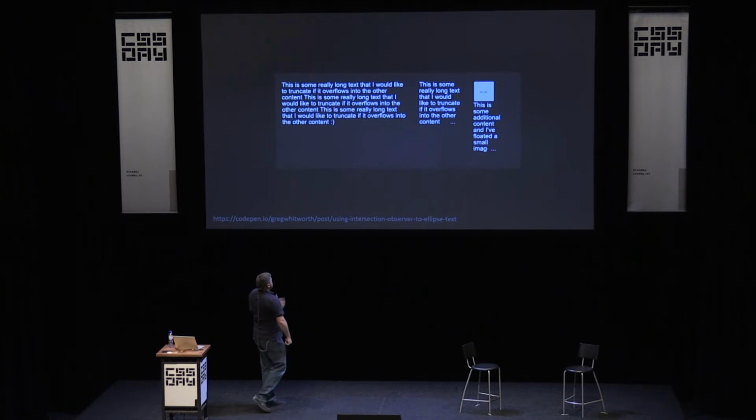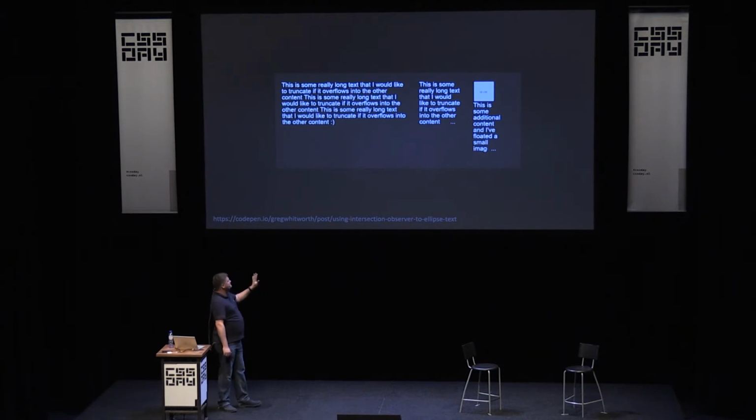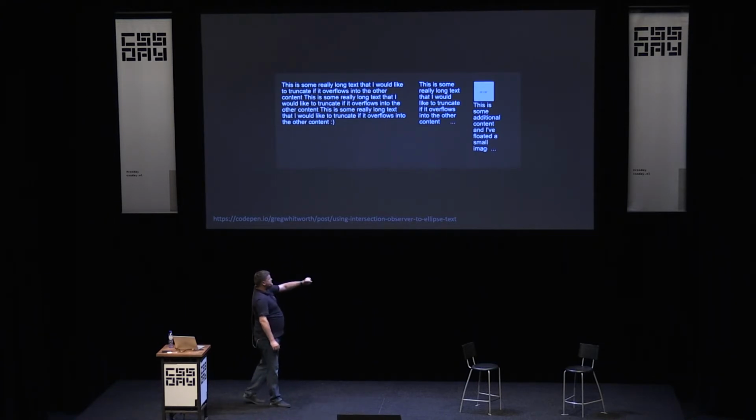If you flip the model on its head, this is actually where I started, because goodness gracious, you all love WebKit properties. The amount of times we've been asked for WebKit line clamp is ridiculous. And so I initially just put together a blog post. You can actually see down here, using intersection observer to ellipse text.